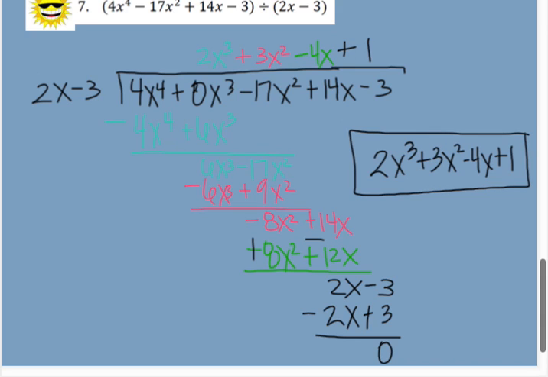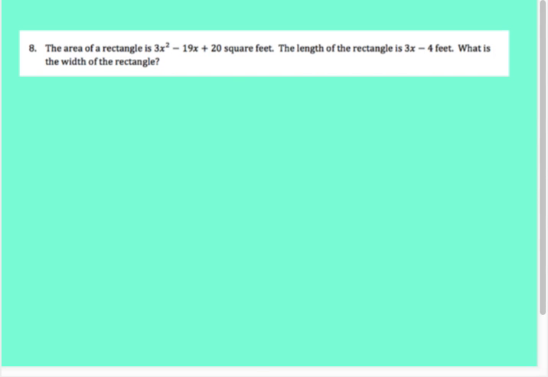Okay, those are examples for long division. Now we need to go ahead and look at one word problem. It says the area of a rectangle is 3x squared minus 19x plus 20 square feet. Okay, so this is telling me that this is my area. The length of the rectangle, so this is my length, is 3x minus 4. What is the width of a rectangle?